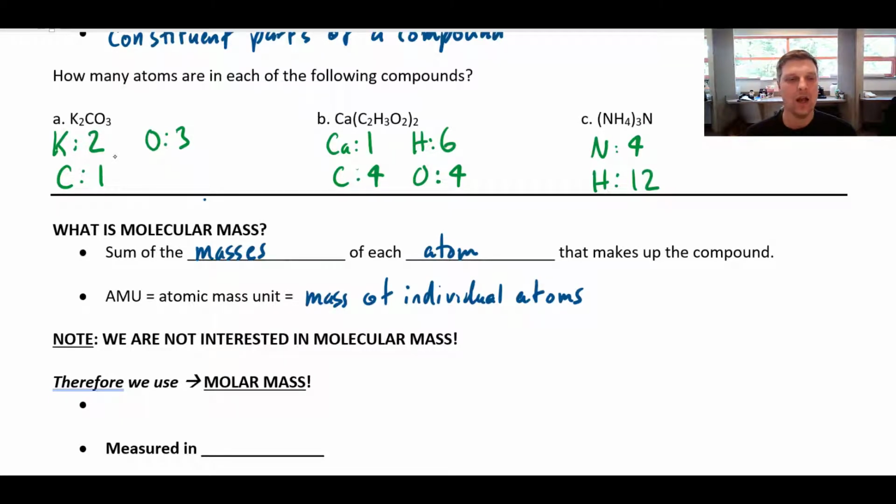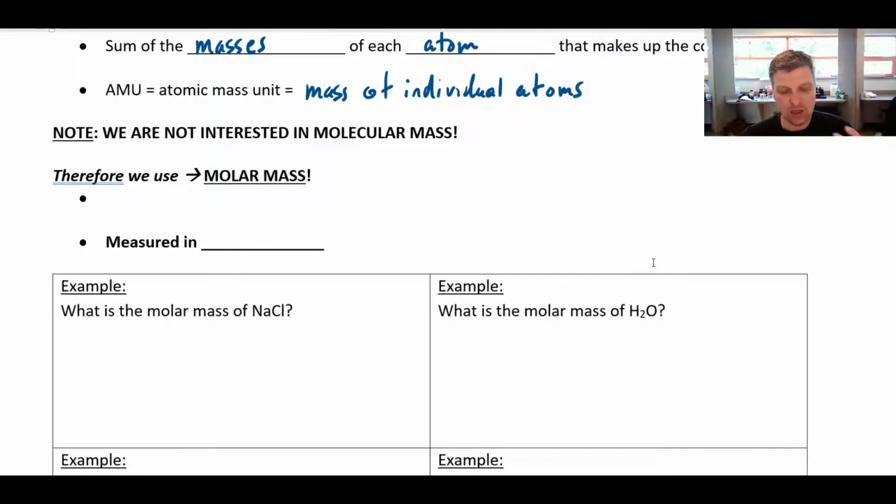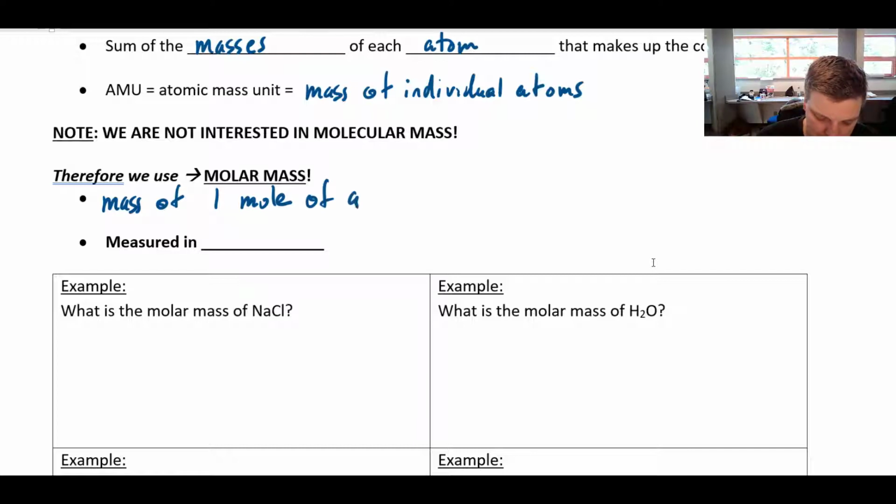But that's not really going to be very helpful because we're not going to react individual atoms. We're not going to react them 1 or 10 or 100 at a time. We're going to react them an entire mole at a time or 5 moles at a time or whatever it is. So instead of molecular mass, we're going to use molar mass, okay? And the molar mass is the mass of 1 mole of that compound. And since it's the mass of a mole, then that's measured in grams per mole.